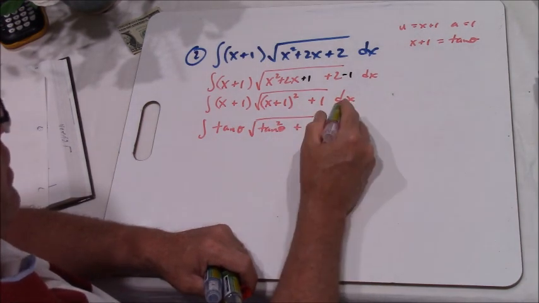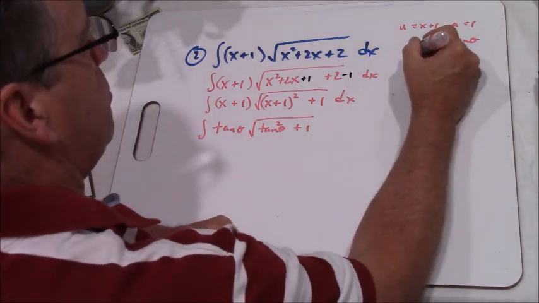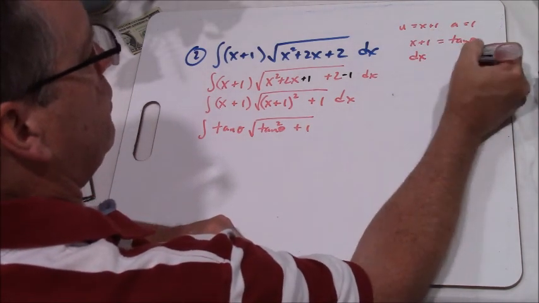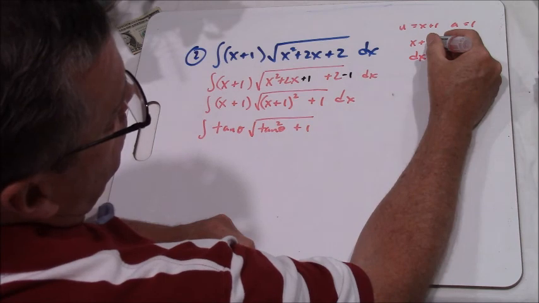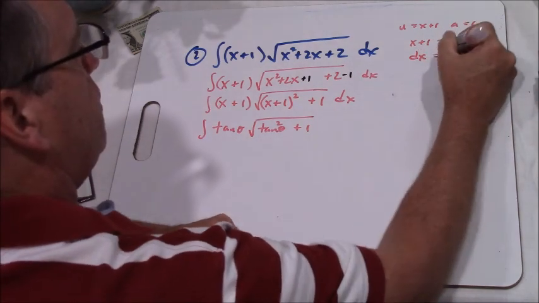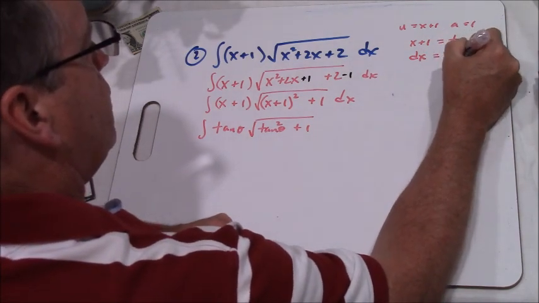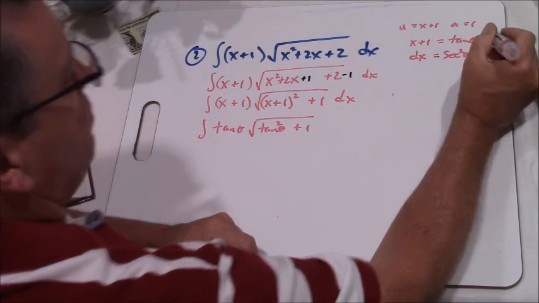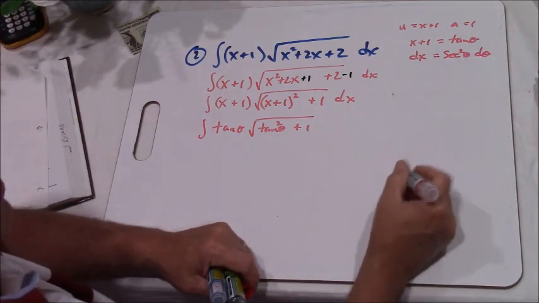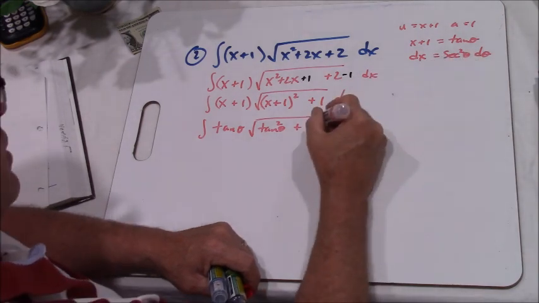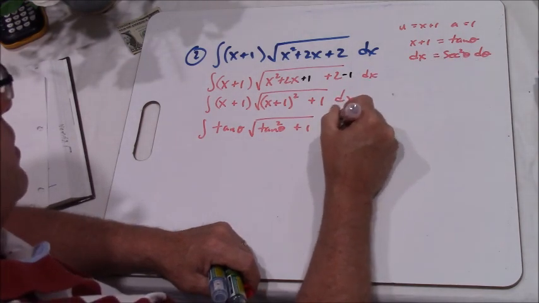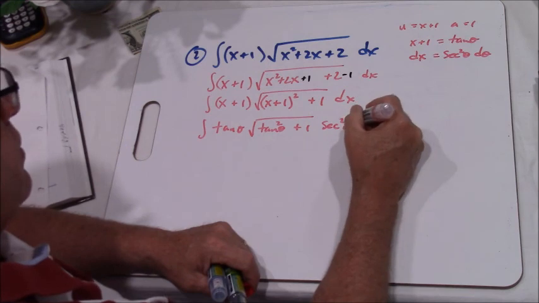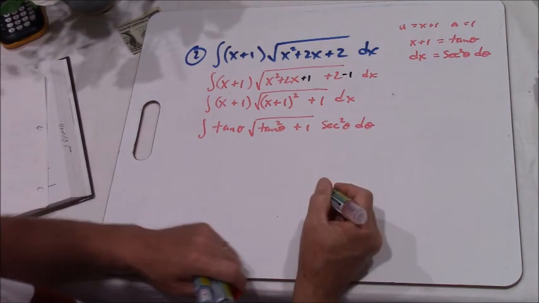And I've got to figure out what dx is. So the derivative of this would be 1. Just took the derivative of x. Derivative of 1 is 0. And the derivative of this is a secant squared of theta times the derivative of the angle, which is 1, and I just took the derivative of theta. So I want to put that in place of this dx. Secant squared theta d theta.